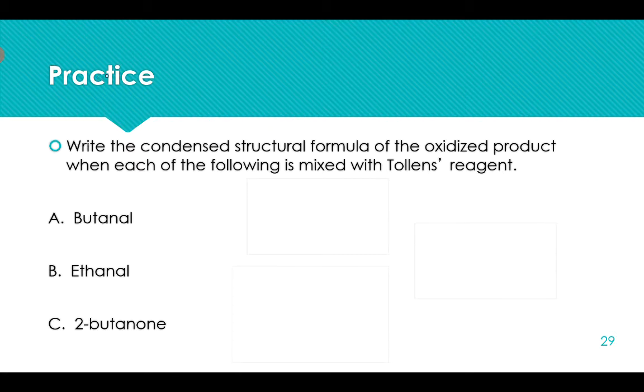Don't worry about the ketone oxidation for now. All right, so let's mix each of these structures with Tollen's reagent in order to find out what the product is. Go ahead and pause the video and try to draw the condensed structural formula for each of these substances after the oxidation with Tollen's reagent. Unpause the video when you're ready to check your work.